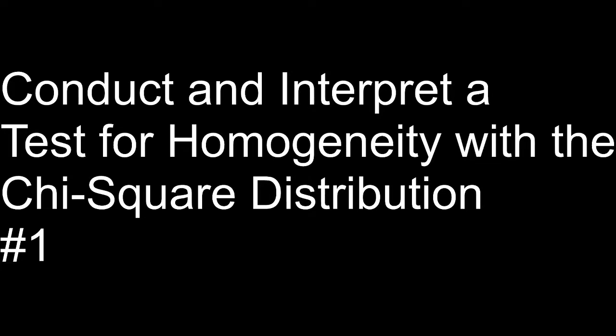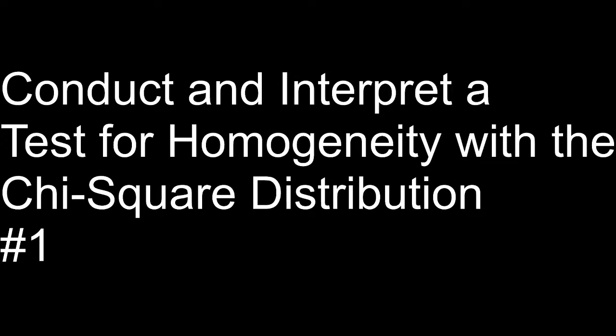This video is on the objective: conduct and interpret a test for homogeneity with the chi-square distribution. This is the third kind of test that we're going to do involving the chi-square distribution, a test for homogeneity. In this kind of test, you're going to determine whether two distributions are the same or not, or whether they are relatively close to being the same distribution.